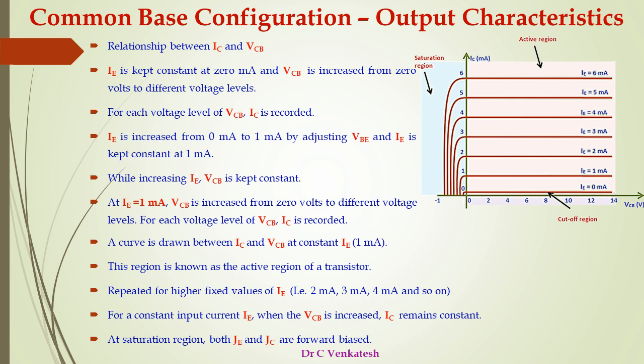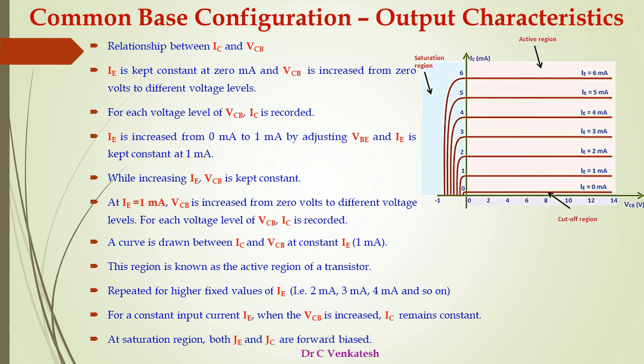Output characteristics of common base configuration. The output characteristics describe the relationship between output current IC and the output voltage VCB. First, draw a vertical line and a horizontal line. The vertical line represents the y-axis and the horizontal line represents the x-axis.